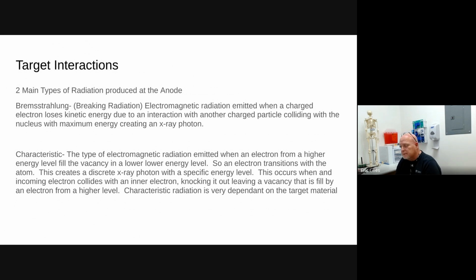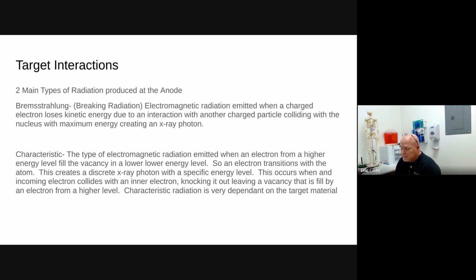So braking radiation. Electromagnetic radiation emitted when a charged electron loses kinetic energy due to an interaction with another charged particle, colliding with the nucleus with the maximum energy creating an X-ray photon. We'll talk a little bit more about that. But so Bremsstrahlung and characteristic is the other type of radiation that is produced at the anode.